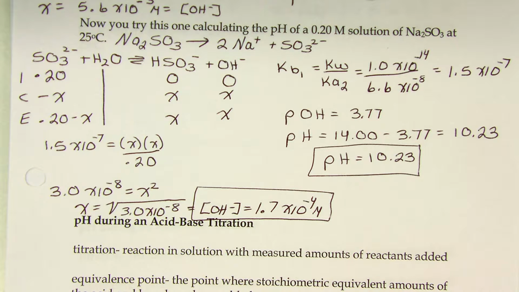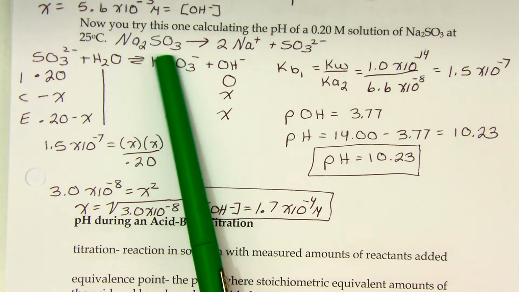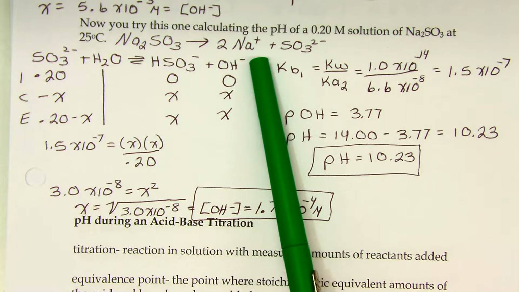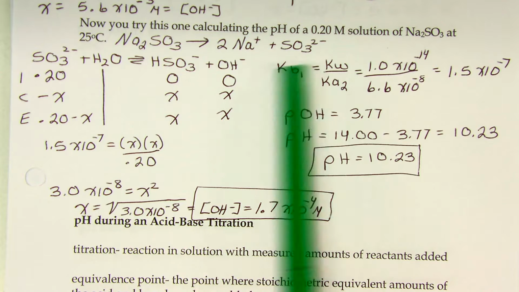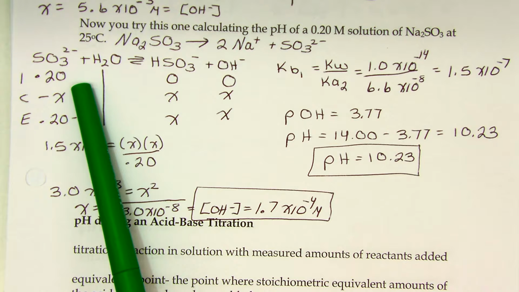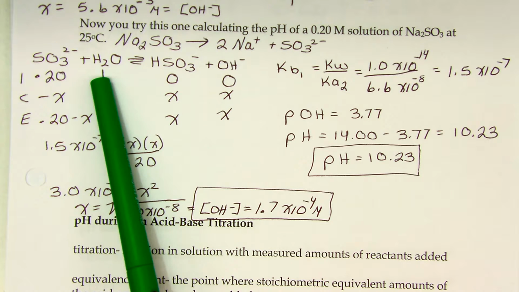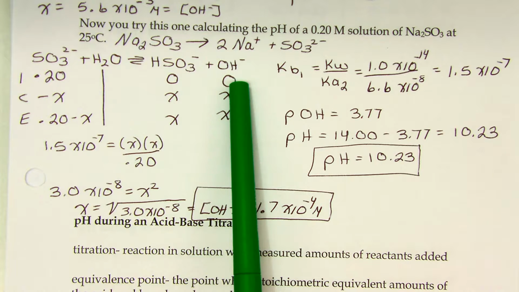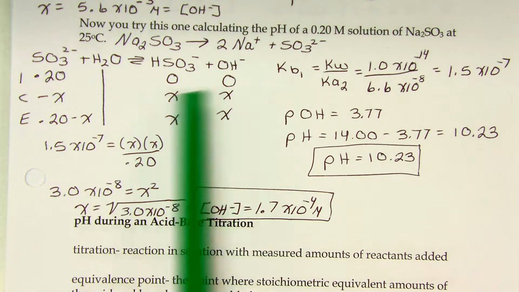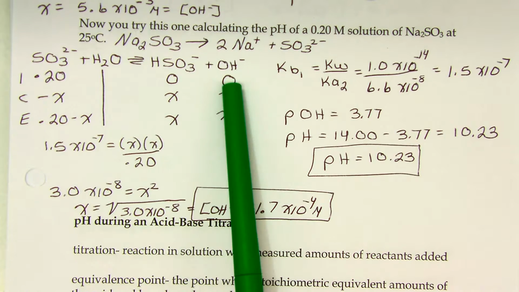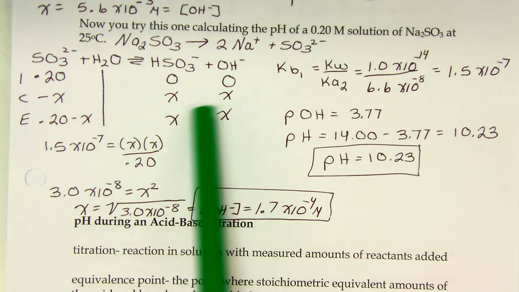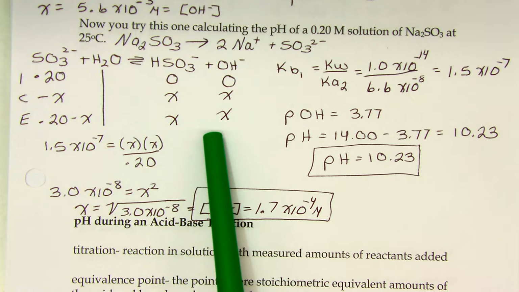So I noticed I had slightly different numbers when I was working this, and I think I must have had a different K chart. So we have sodium sulfite makes sodium ions and sulfite ions. So the first equilibrium controls the pH. Sulfite plus water gives us hydrogen sulfite plus hydroxide. 0.2 molar, 0, 0, minus X, X, and X, and 0.2 minus X, X, and X.